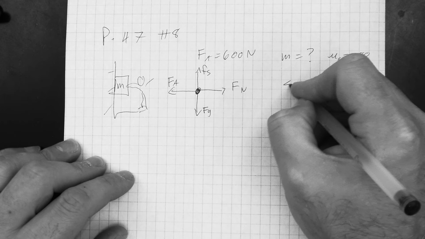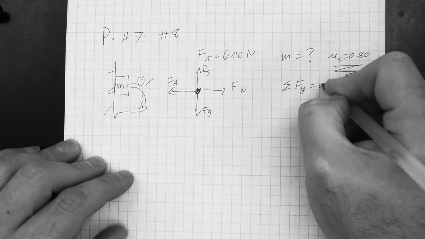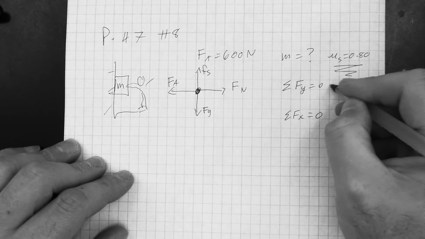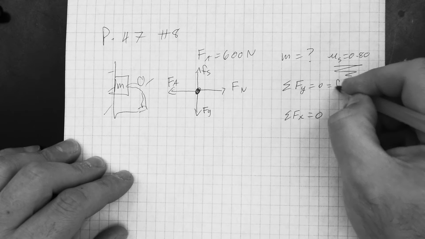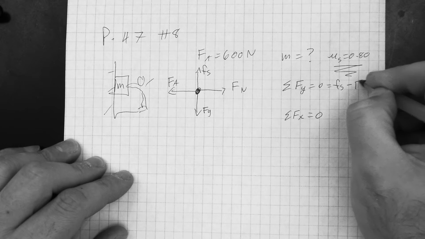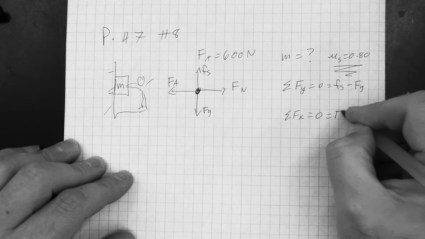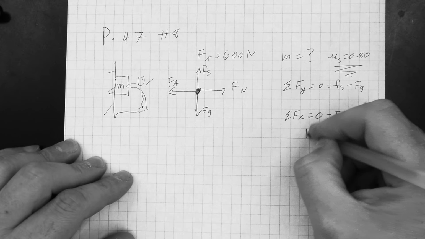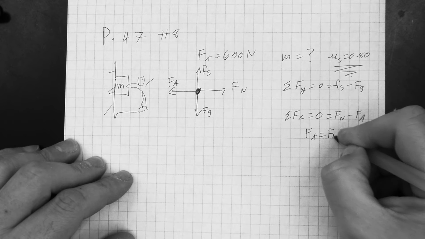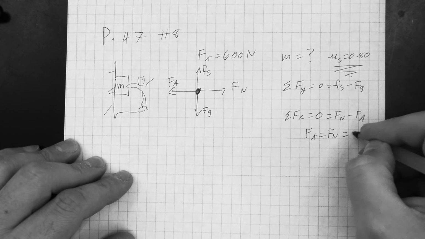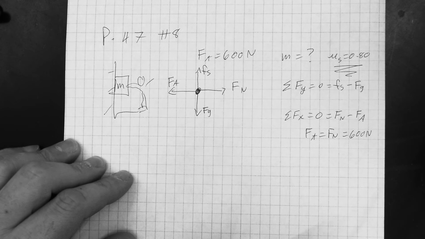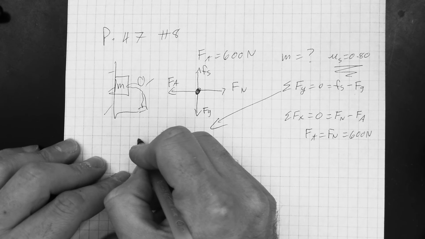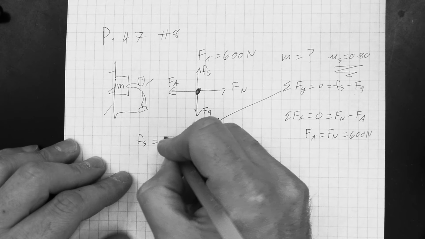This is a case where the net force in the y direction equals 0, and the net force in the x direction equals 0. In the y direction, that's equal to the force of static friction minus the force of gravity. And in the x direction, that's equal to the normal force minus the force applied. So that tells us that the applied force is equal to the normal force, which means the normal force is equal to 600 newtons. If we're looking at the y direction, which is the big direction we care about, well, that tells us that the force of static friction equals the force of gravity.